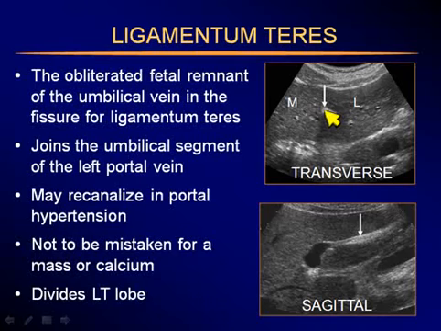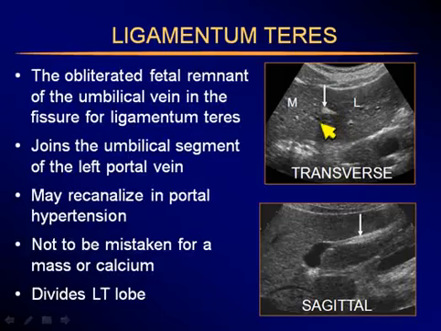So somewhere in here is the collapsed, obliterated ligamentum teres, surrounded by echogenic fat. This is a transverse section of the left lobe, and that becomes a divider of the left lobe into medial and lateral segments on a transverse scan.